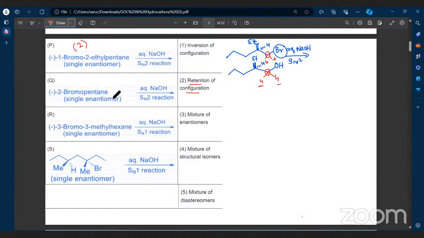Now moving to 2-bromopentane. Now you're going to answer this question. When you write 2-bromopentane, you have a Br group over here. Again you're going to carry out the SN2 reaction. Now can you tell me what happens to the configuration? Whether it is going to be an inversion or a retention of configuration.